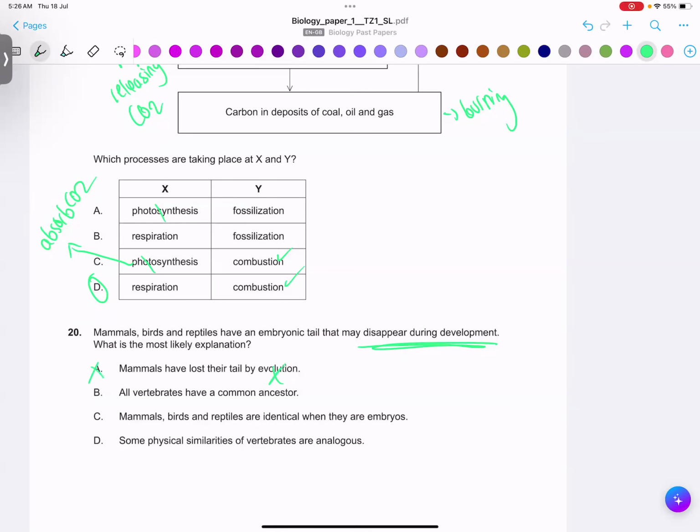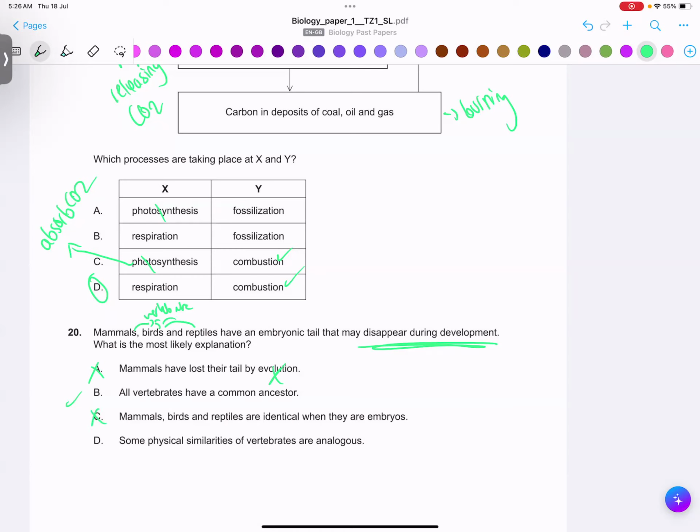So no. All vertebrates have a common ancestor. That is true because mammals are vertebrates, birds are vertebrates, reptiles are vertebrates. Mammals, birds, and reptiles were identical when they were embryos? There's no evidence for that. Some physical similarities of vertebrates are analogous.